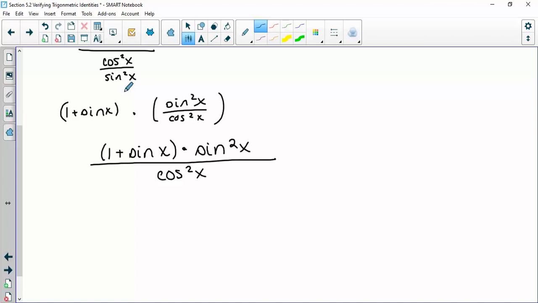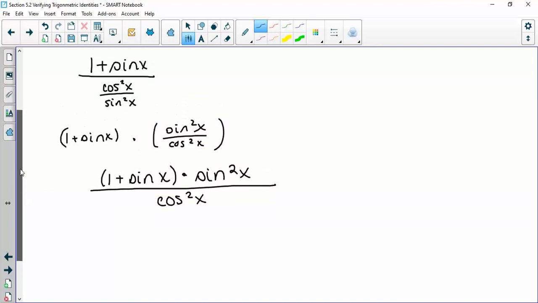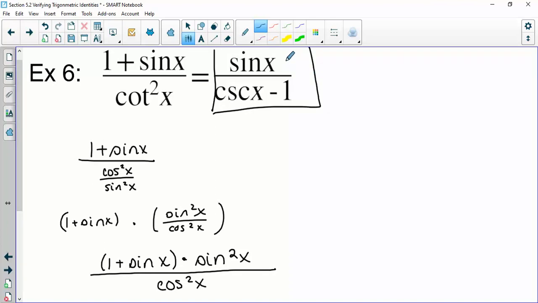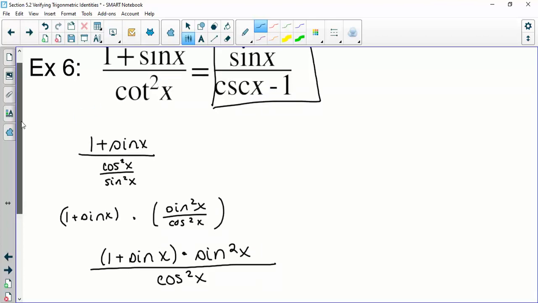Right, so the bottom is gone because it became one. Yeah, so then I just kept the top, 1 minus sine. Okay. Oh, wow. Look at where we're going. We need a sine left on top, but that means I have to get rid of the 1 plus sine and another sine. I need a cosecant minus 1 on the bottom.